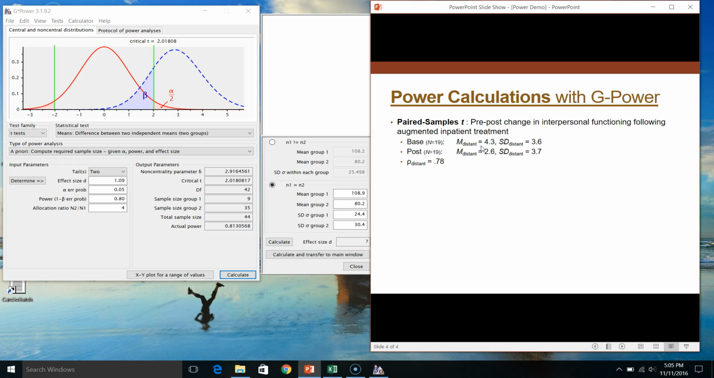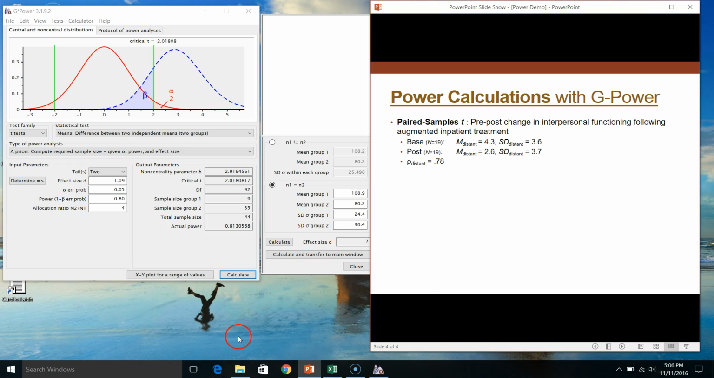We have a score of sort of 4.3 in this distant interpersonal style. So these are people who are isolating themselves and not getting along with people. And so their score on this measure to start is 4.3 with a standard deviation of 3.6. By the time they finish up treatment, their scores have dropped down to 2.6 with a standard deviation of 3.7. And the intercorrelation between these two measures is 0.78.